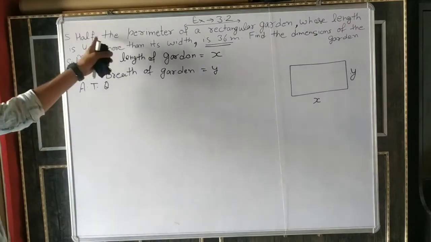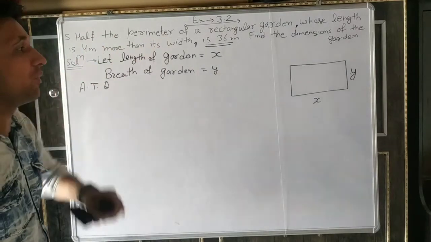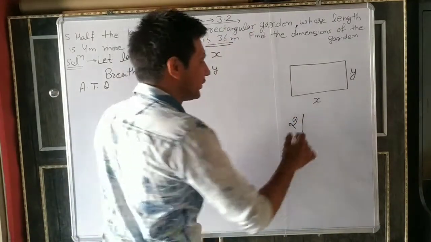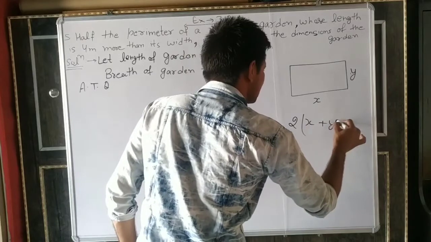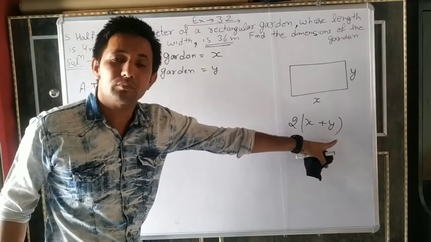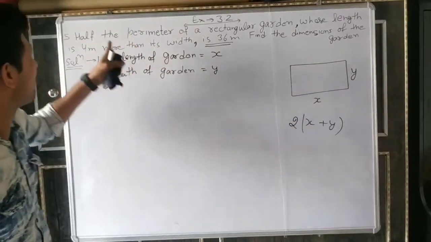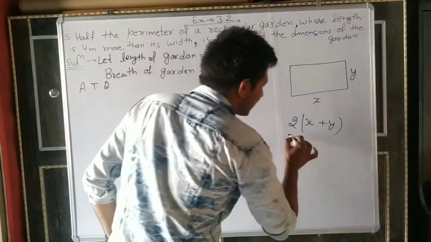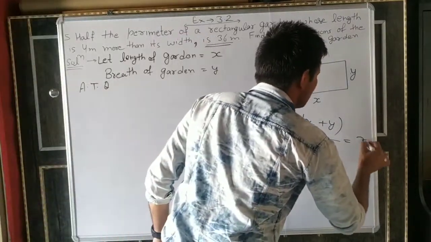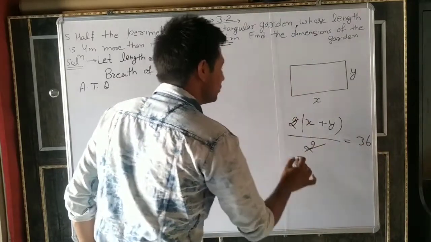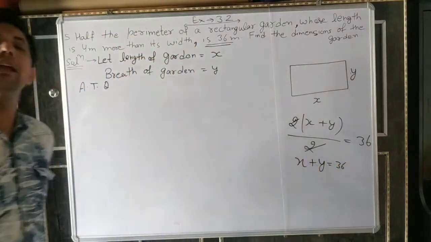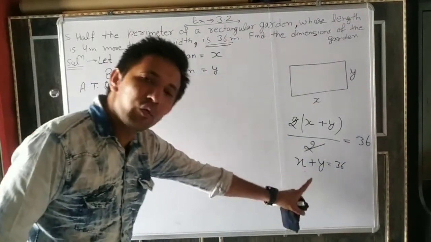Half the perimeter. First we will find what is the perimeter of a rectangle. Rectangle perimeter is 2 into length plus breadth. But how much perimeter? Half the perimeter, that means divided by 2, is 36. 2 cancels 2. So x plus y equal to 36. It is the first equation.